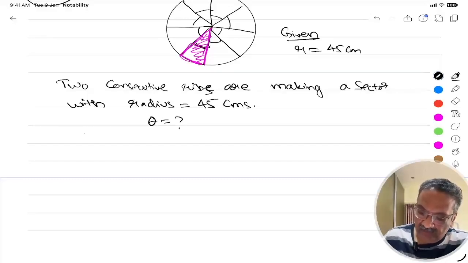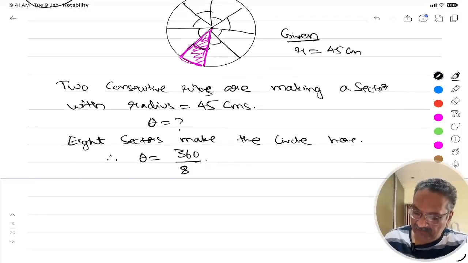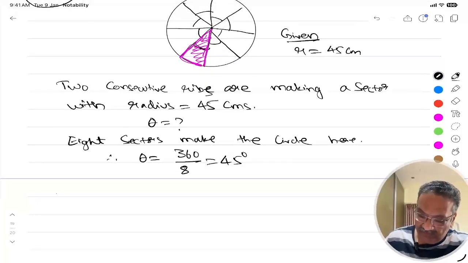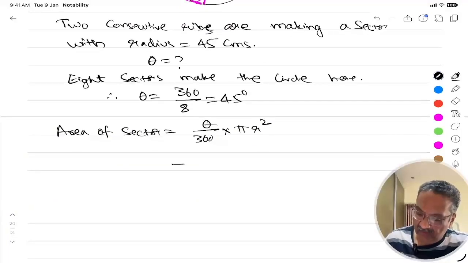Okay. Now there are 8 sectors that make the circle here. Correct. Therefore theta is equal to 360 degrees by 8, okay, which is equal to 45 degrees. And the area of sector, we know the formula to be theta by 360 into pi r square, which is equal to 45 by 360 into pi r square.